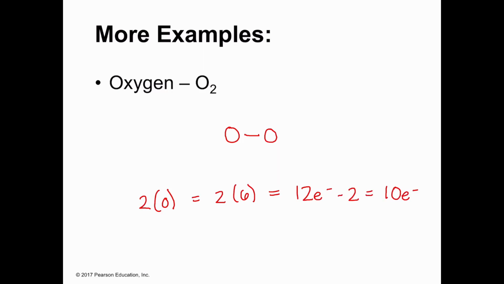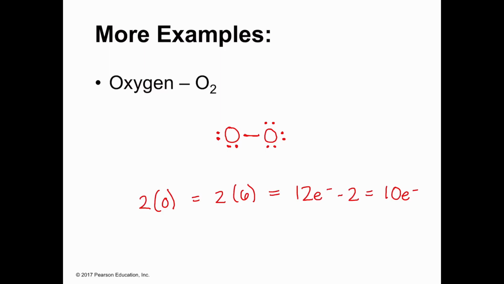So now we try and complete the octets. 1, 2, 3, 4, 5, 6, 7, 8, 9, 10. And I used up 10, so I have to stop. If you'll notice, the oxygen on the right has 8 electrons around it, 6 in the lone pairs and 2 in the bonding pair. But the oxygen on the left only has 6 electrons. 1, 2, 3, 4, 5, 6. And so it has an incomplete octet.